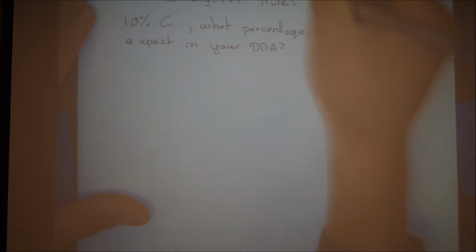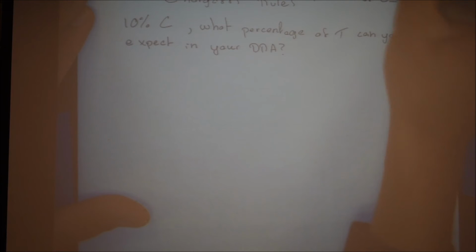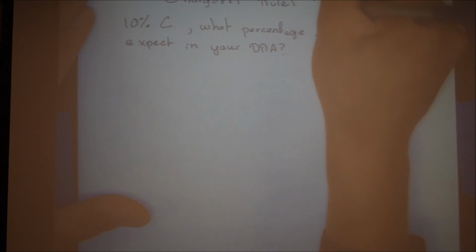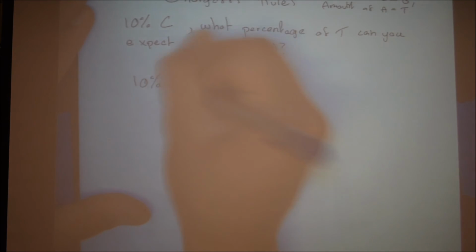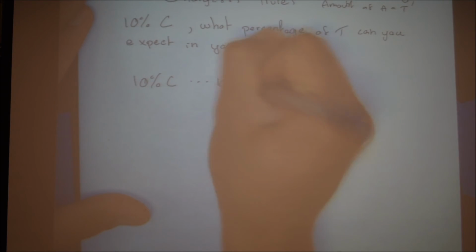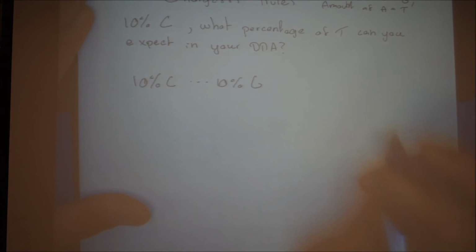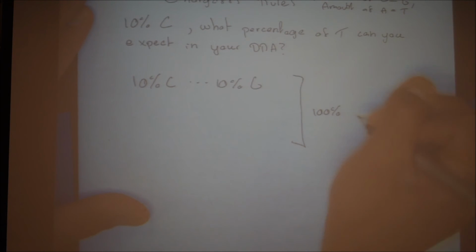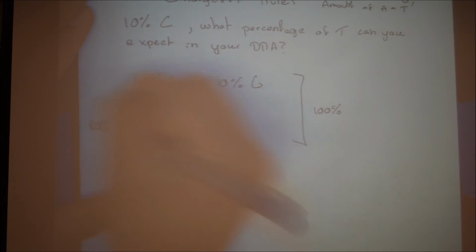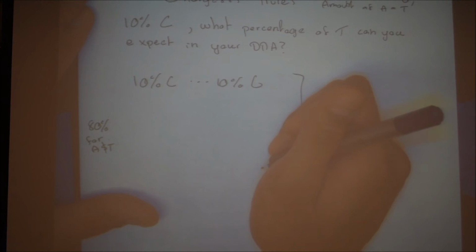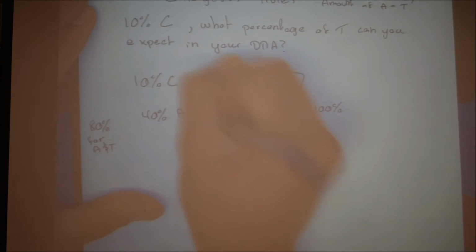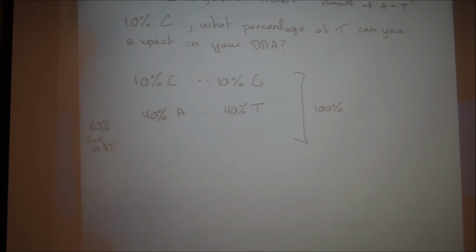So, how much T can you expect to have in your DNA? So we know that in Chargaff's rules, the amount of C is going to match the amount of G, and the amount of A is going to match the amount of T. So they're in equal amounts. So what you can expect is if you have 10% C, you're going to have 10% G. And if you have 10% of each out of 100%, that means that you're going to have 80% left over for A and T. Now if you have 80% left for A and T, you split that in half, and now you have 40% for A, matching up with 40% for T. Okay, cool. Alright, so we went over that.